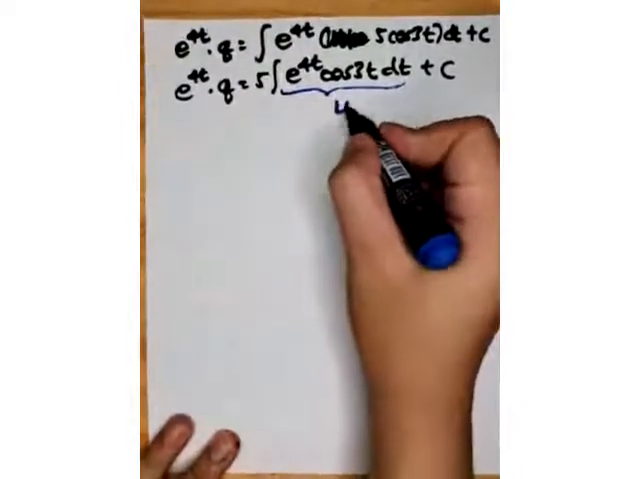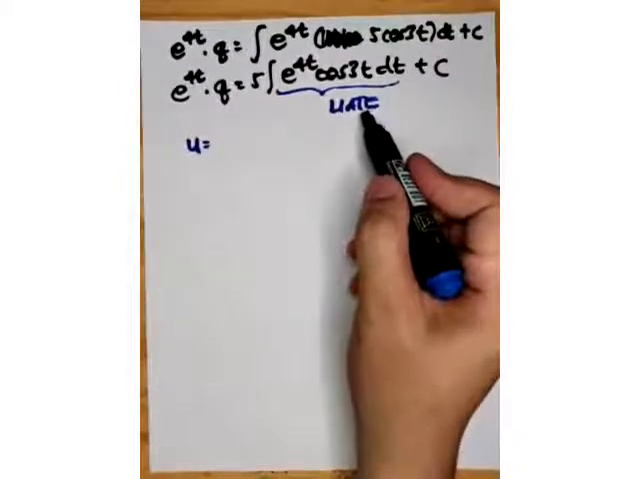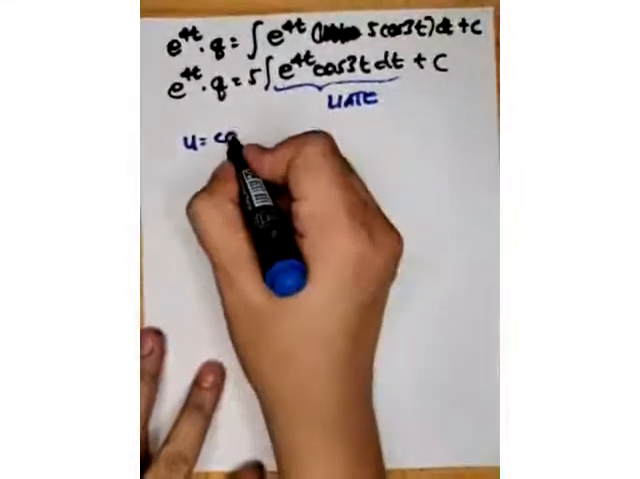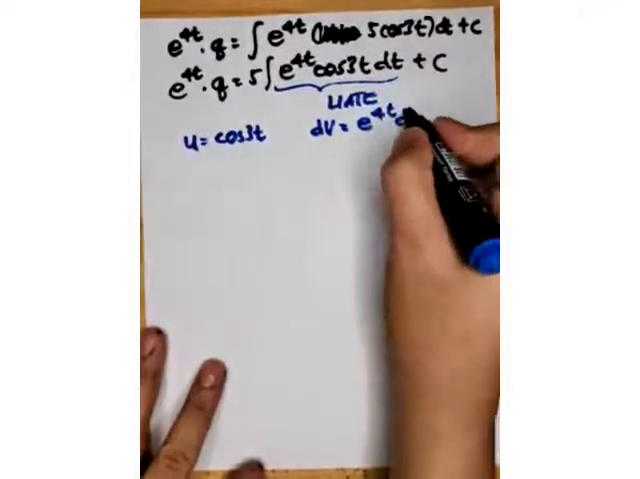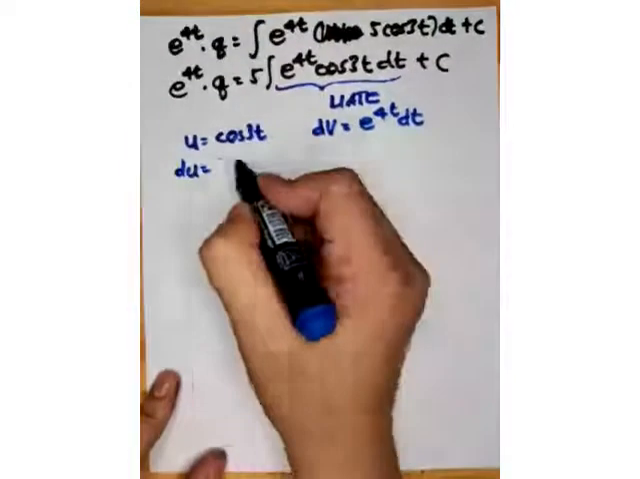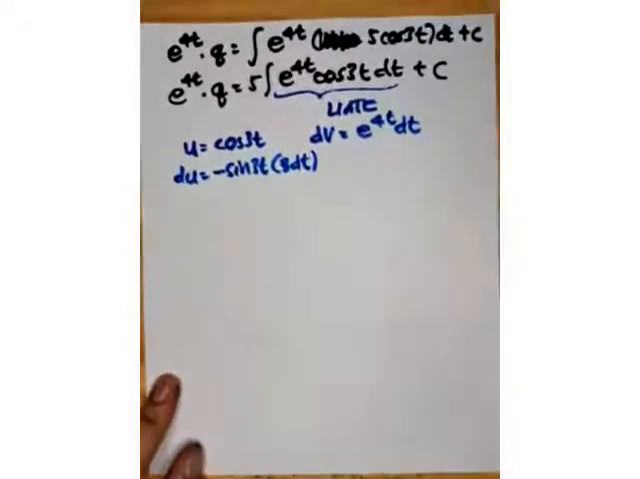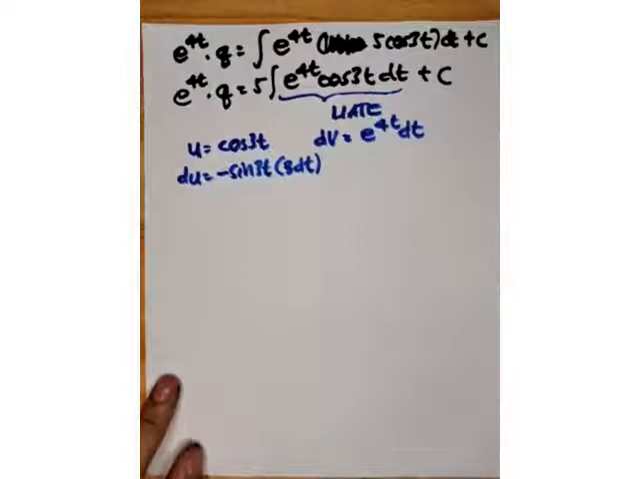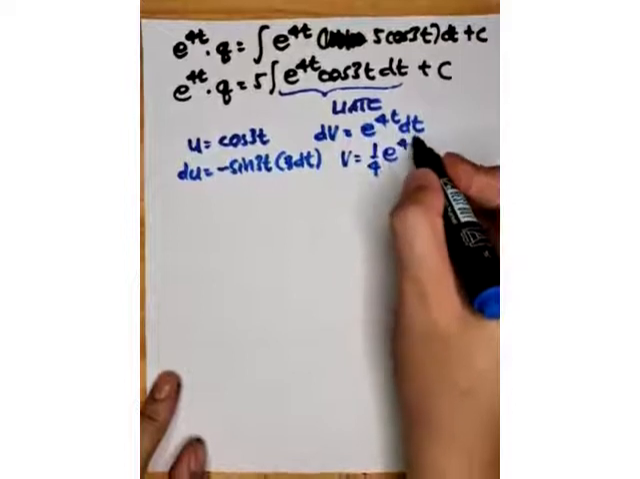So kung apply natin ng LIATE, ano ang magiging u natin? So u is, okay, so that is a combination of trigo and exponential. So u natin is yung trigo, so that's cosine 3t. At yung dv natin will be e raised to 4t dt. Okay? So ano yung du natin? So diderive natin, so it's negative sine 3t times 3 dt. Tama ba ako? Negative and then derivative, chain rule. So v naman natin will be 1/4 e raised to 4t.